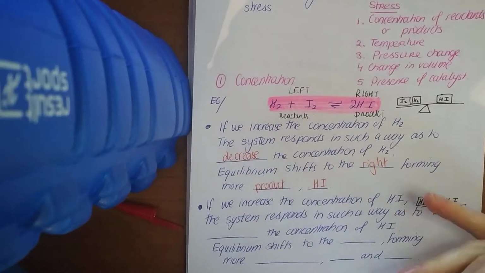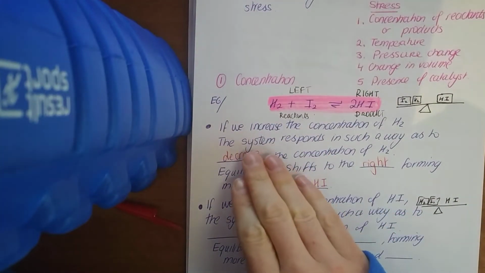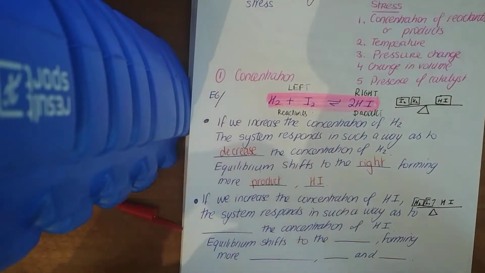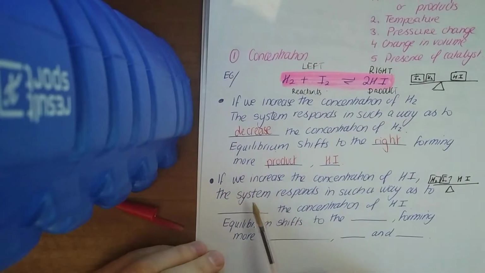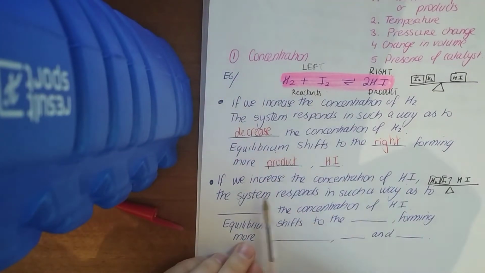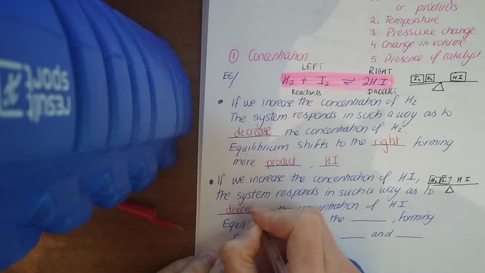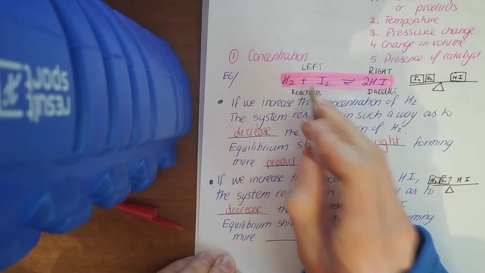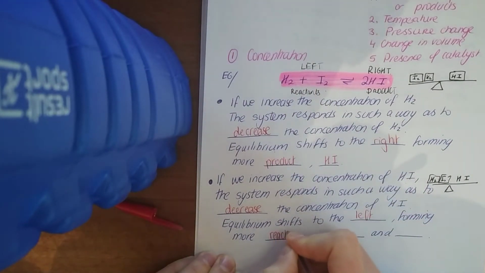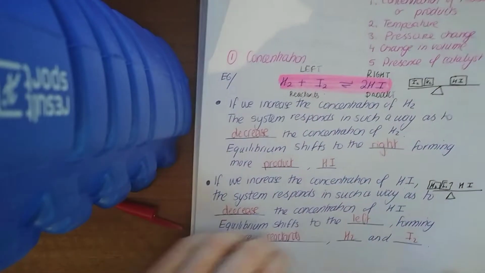So this is something that we can kind of learn off. Only in concentration will I ever say about the system responds in such a way. But learn this off, and it generally is up every year. So looking at this next point, if we increase the concentration of HI, the system responds in such a way as to decrease the concentration of HI. Equilibrium shifts to the left, forming more of our reactants, hydrogen and iodine.